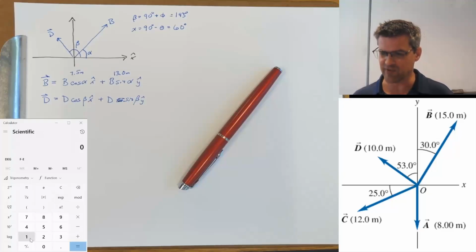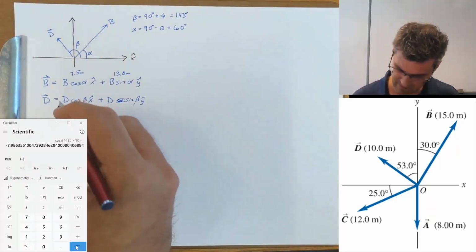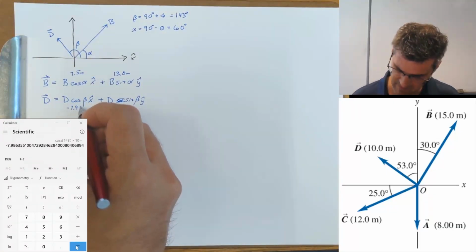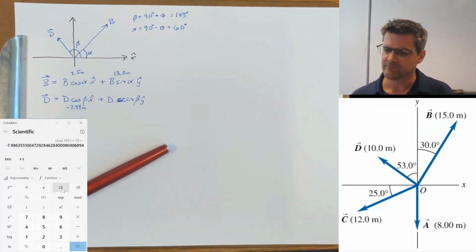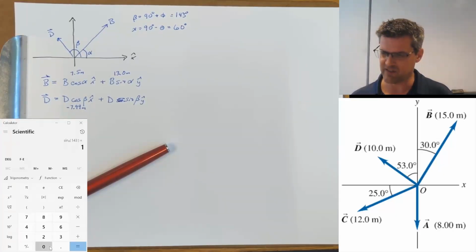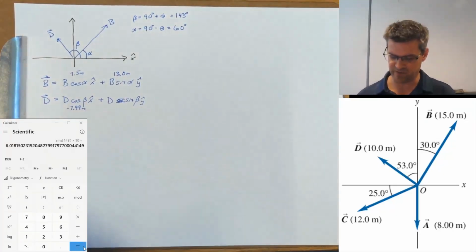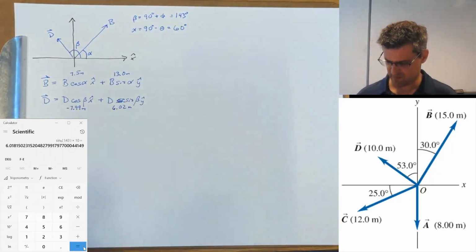Now beta is 143. 143 cosine times D, which is 10, minus 7.99 meters. And 143, the sine of that, times 10, 6.02 meters.